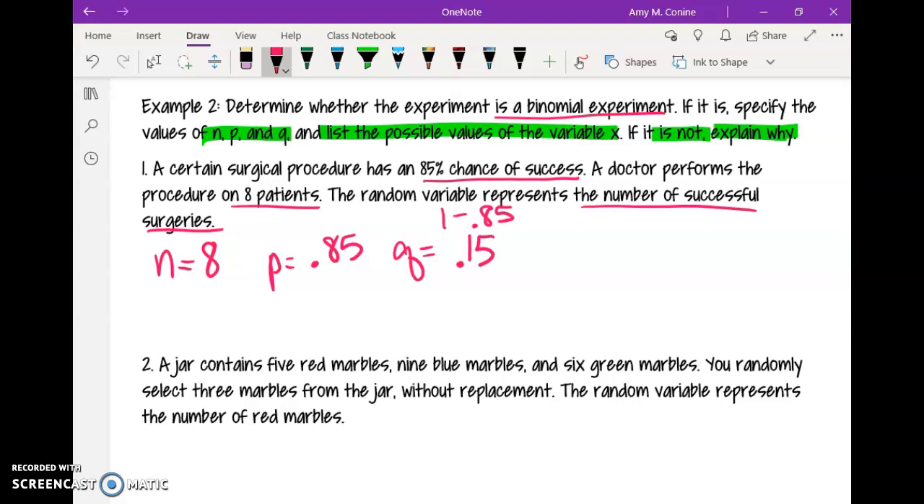Okay. So then your random variable X, okay, is the number of successful surgeries. You could go from 0, 1, 2, all the way to 8. You could have 0 successes. You could have all 8 successes. But your random variable will be anything from 0 to 8 inclusive. So take a look at 2 and try to do 2 on your own.